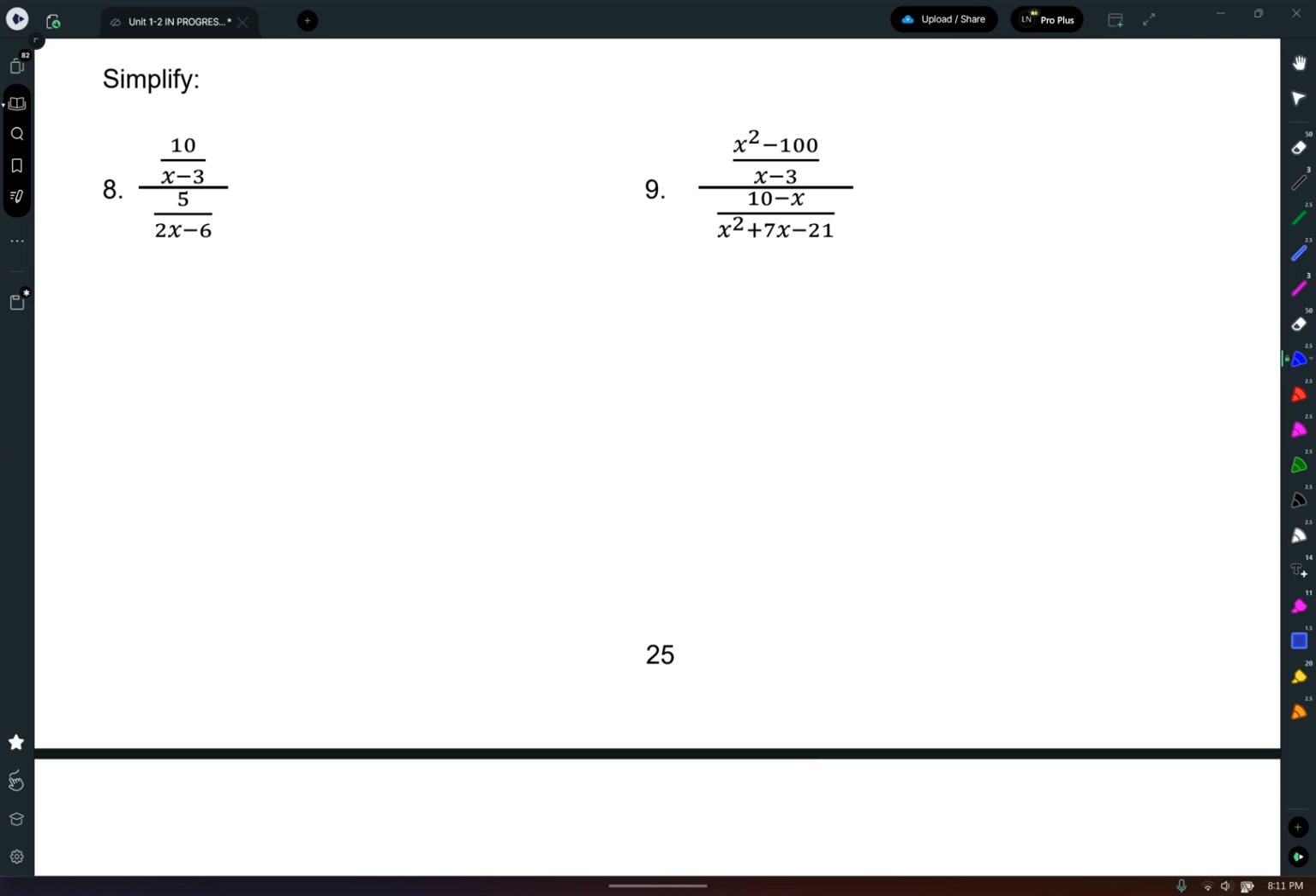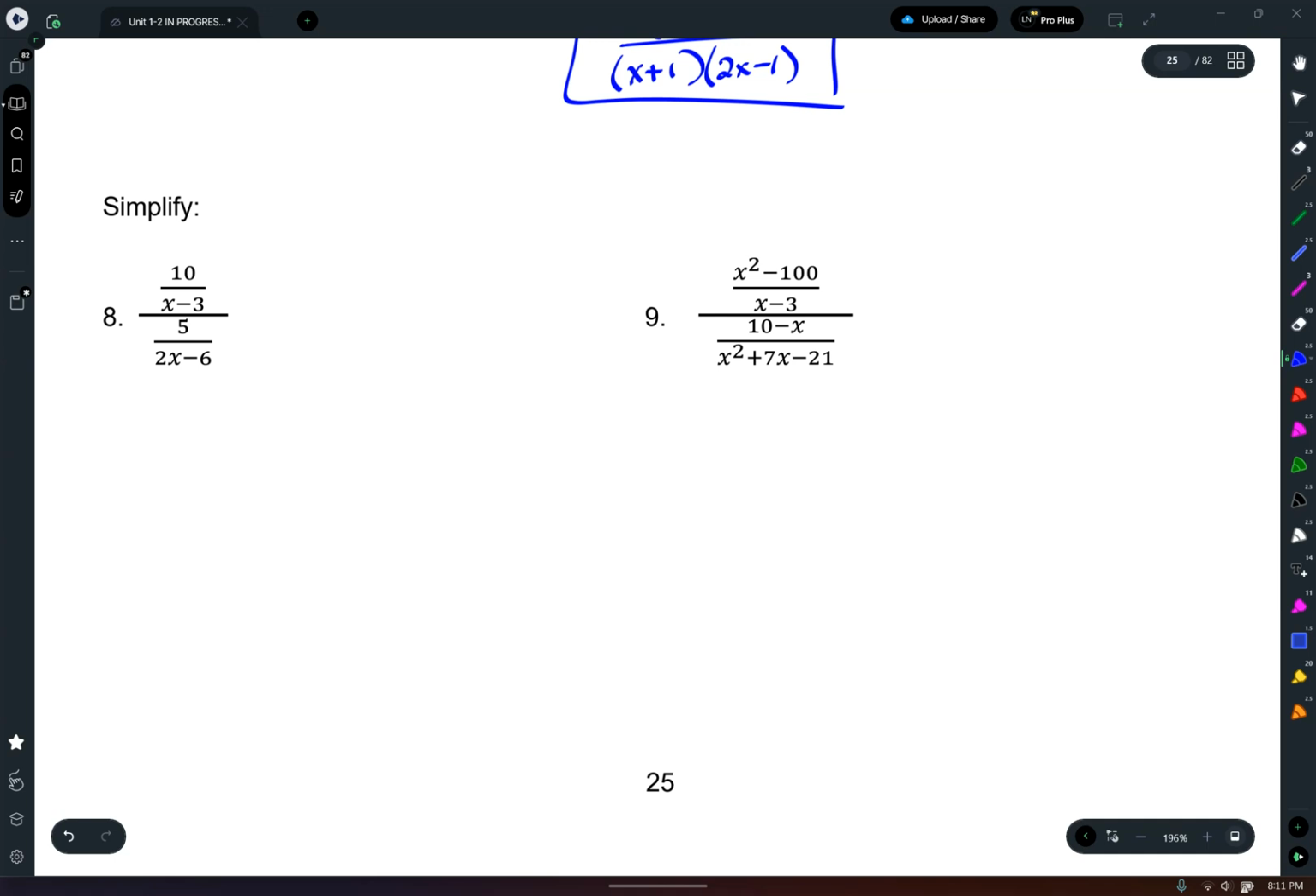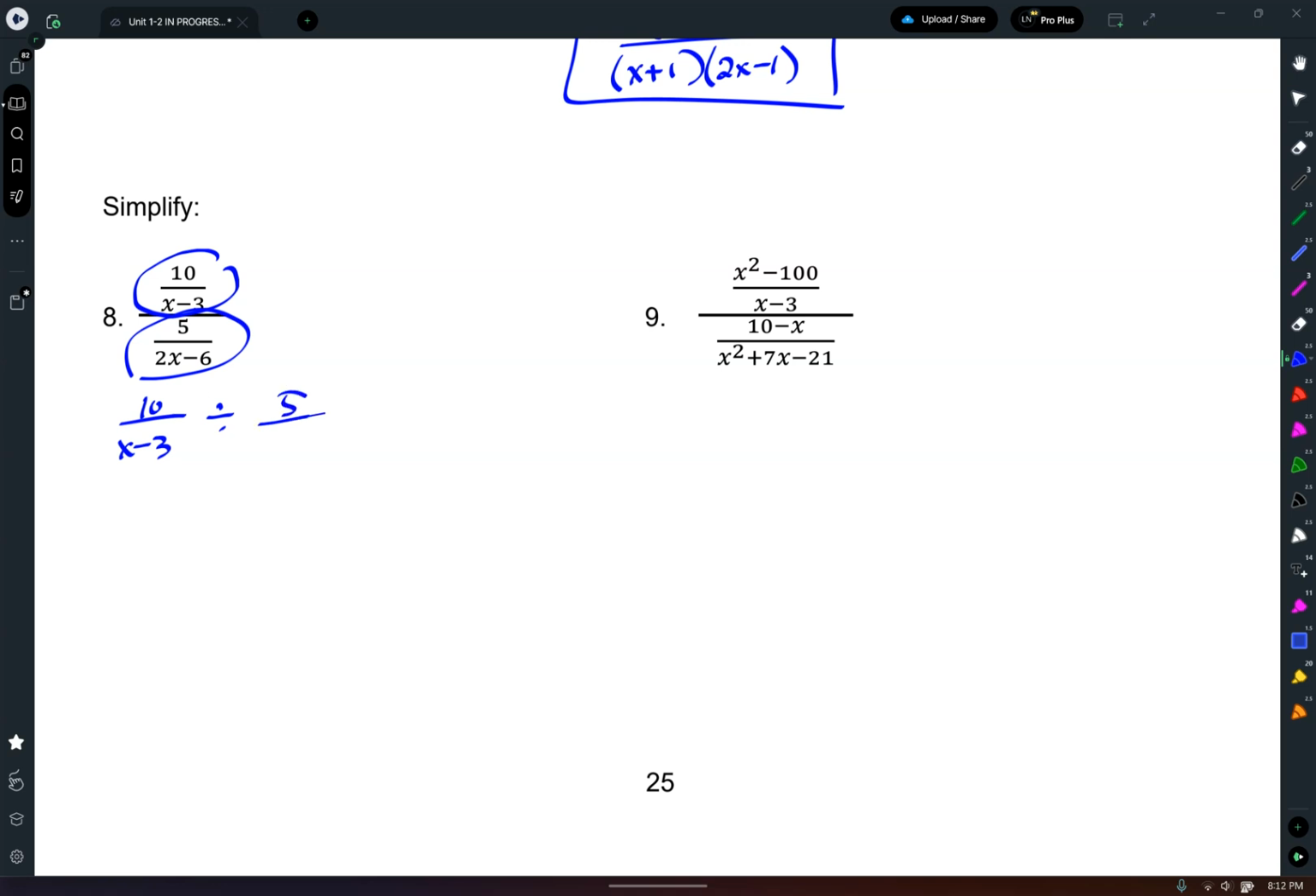Now, here's a situation where I have a fraction over a fraction, right? Well, that's the same as division. Now, I want to show you something, but then I'm going to show you what I think is a shortcut. So this is the same as saying this fraction, 10 over x minus 3, divided by this fraction, 5 over 2x minus 6. And by the way, I'm just writing all this out right now so that I can show you a shortcut. So if I were really doing this, I would do my whole keep change flip, right? So I would have 10 over x minus 3 times 2x minus 6 over 5.